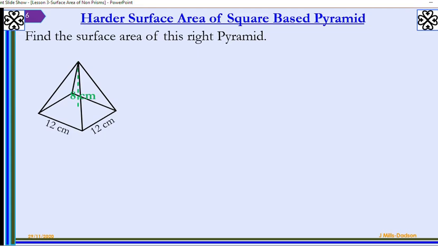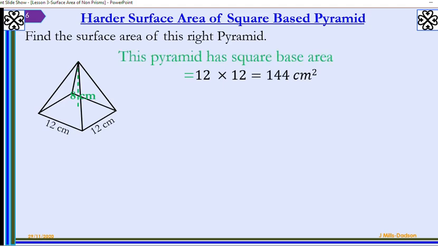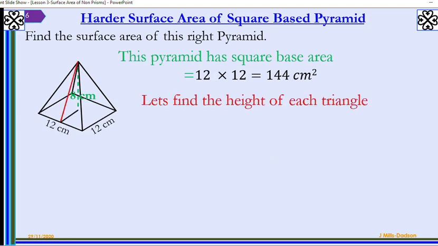We already know the base is 12 times 12. That one is easy to do. So we have 144 cm squared for the base. Now for the height of the triangle, I'm going to try to use Pythagoras to work it out. So this is what I'm going to do.